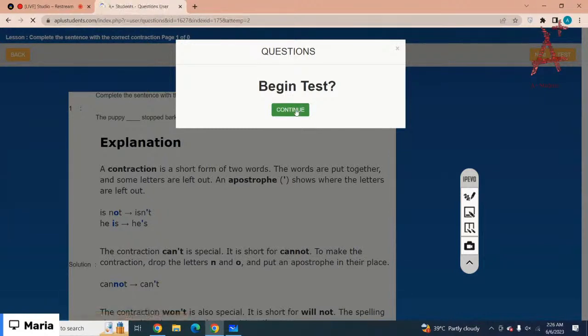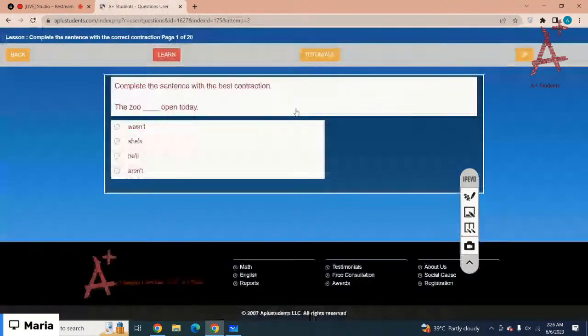The next one is the zoo dash open today. So which is the correct option? Wasn't, his, he'll, and aren't. You have to put the best contraction. So which is the correct option? The zoo wasn't open today. Got it? Because he, she, you can use with wasn't. The zoo wasn't open today.